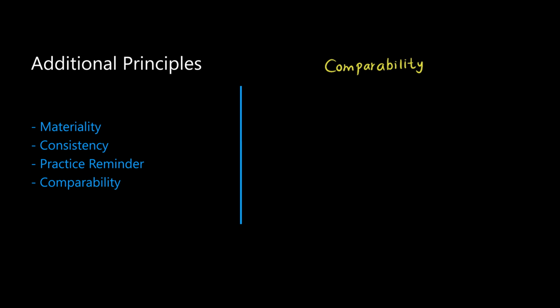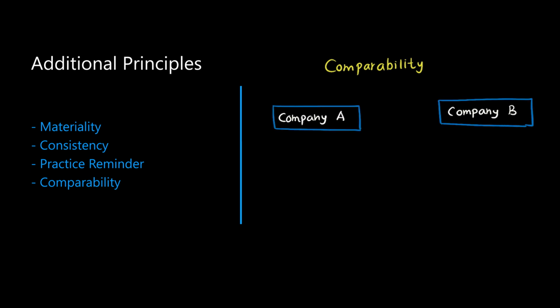Comparability lets users analyze one company against another or track one company over time. When all companies follow GAAP, their statements are somewhat comparable. Without standards, comparison would be impossible because everyone would report differently.